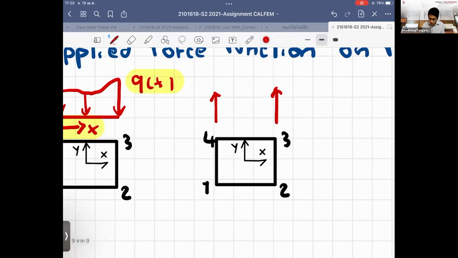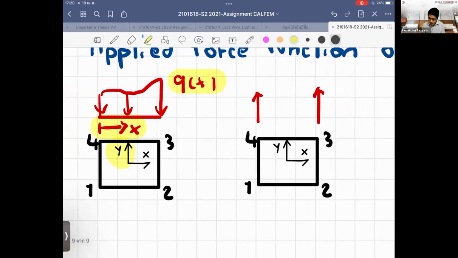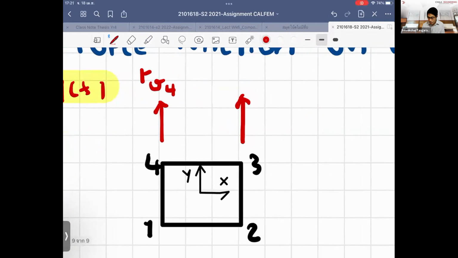In this case, we're saying that the force will act in the y direction, right? And we're assuming that the force is positive according to the direction of the degree of freedom. So this will allocate the vertical force at nodes 3 and 4. And how do we obtain this?